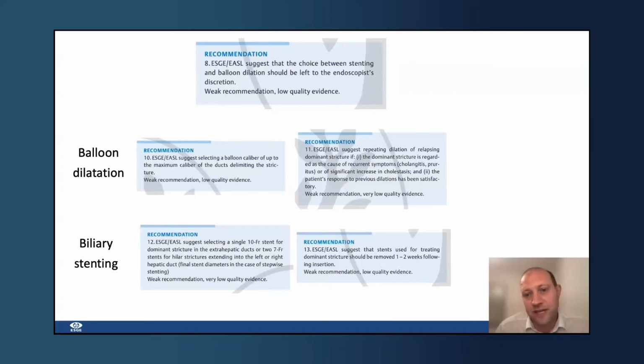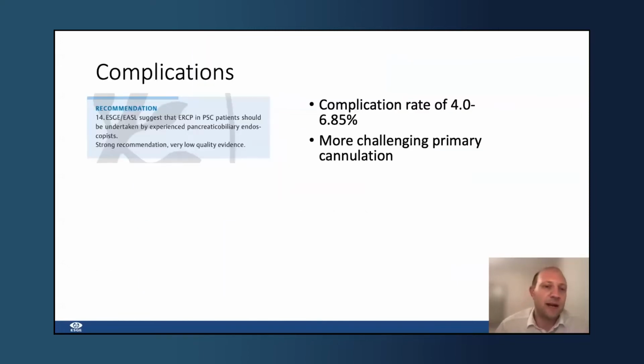We are reminded of the 2017 DILSTENT trial, a multi-centre international randomised trial that compared balloon dilatation with stenting. This showed no difference in recurrence of symptoms but was stopped prematurely due to significantly higher adverse events in the stenting group with post-ERCP pancreatitis and cholangitis. Complication rates are similar to the general population. However, with a more challenging primary cannulation, it's recommended that experienced endoscopists undertake these procedures.